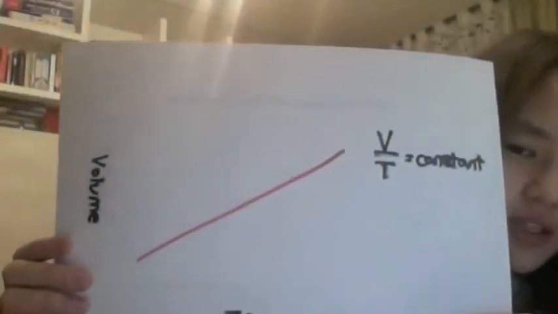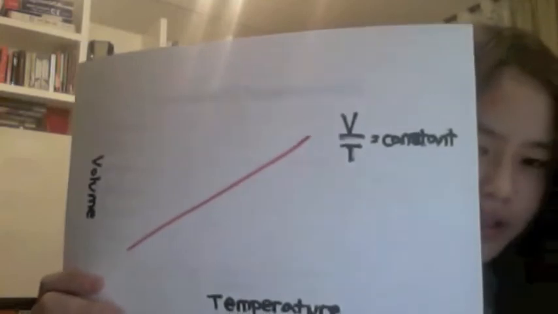And this can be graphed like this. Since V over T is constant, when it's graphed, it's going to form a linear line.